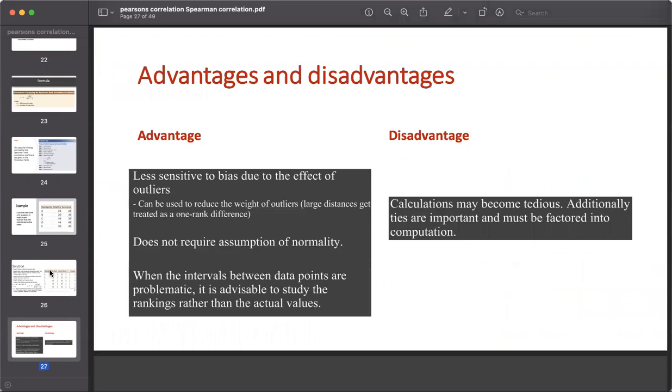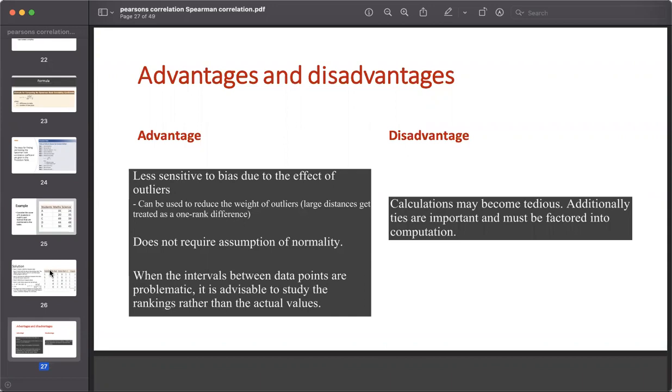Advantages and disadvantages. First, we discuss the advantages. There are a few advantages of Spearman correlation. It is less sensitive to bias due to the effect of outliers and can be used to reduce the weight of outliers. Large distances get treated as a one rank difference. It does not require the assumption of normality. When the intervals between data points are problematic, it is advisable to study the ranking rather than the actual values.